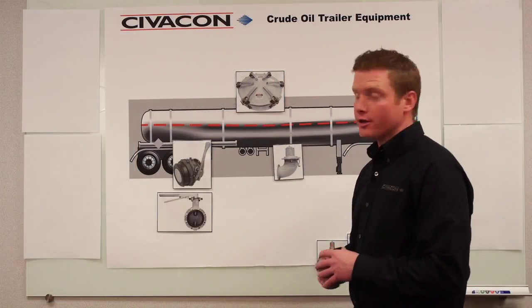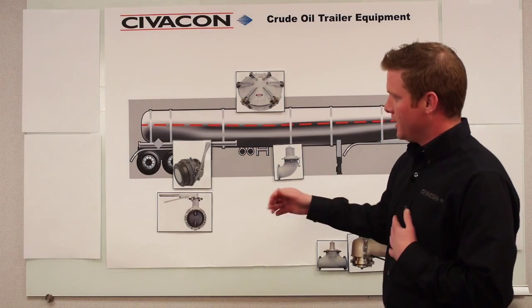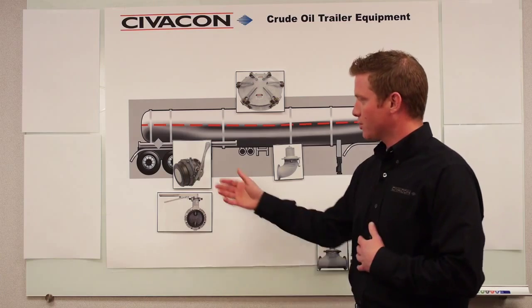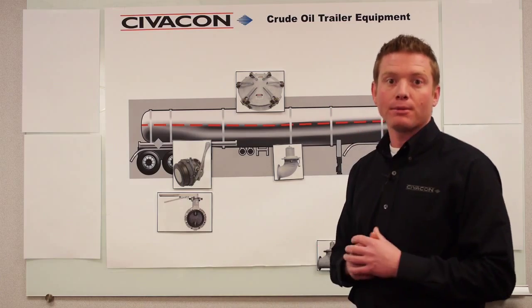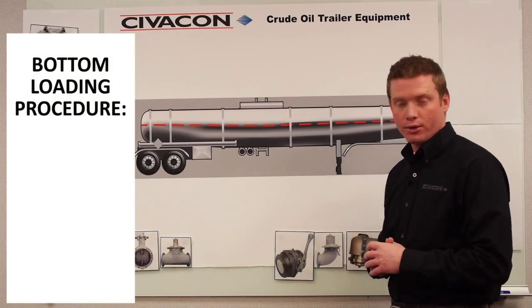A crude oil trailer is loaded either through the top, through the manway, or it's bottom loaded either through an API or some other connection. For this demonstration, we're going to talk about bottom loading through an API. So let's talk about some of the primary components used to load a crude oil trailer.